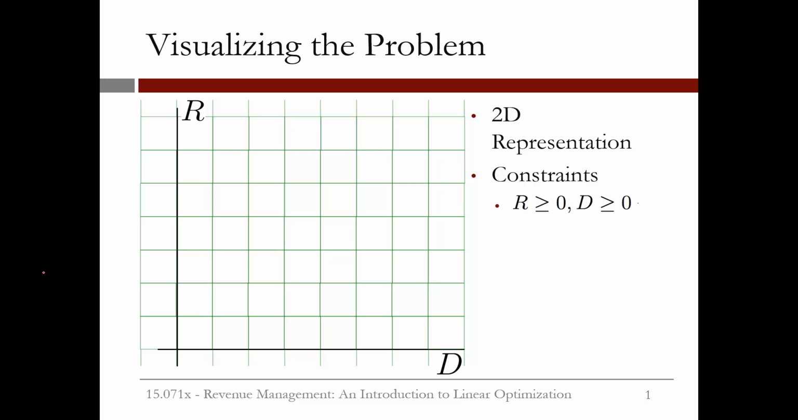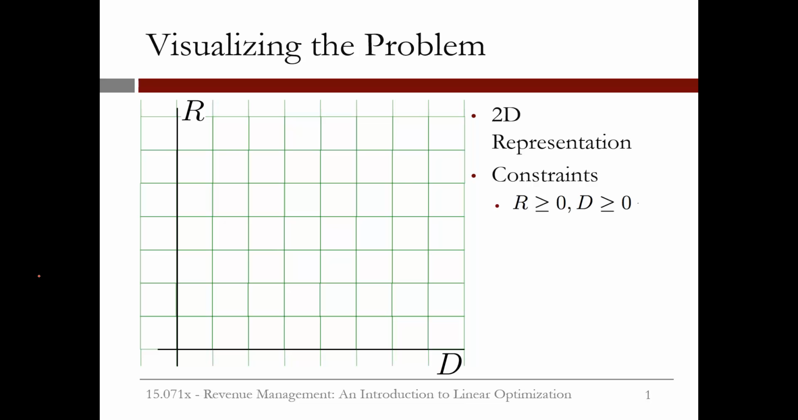So we saw in the previous video how we can solve linear optimization problems in LibreOffice. Let's now try to get some intuition for what's going on by visualizing our problem. Since we only have two decisions, R and D, we can visualize our constraints in two dimensions. We'll plot D on the x-axis and R on the y-axis.